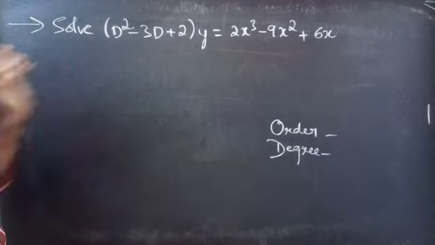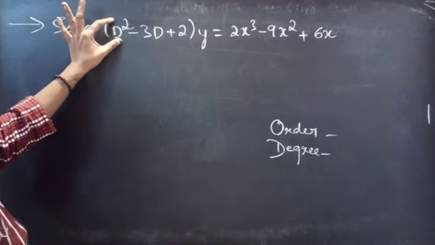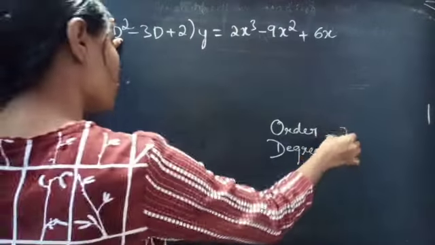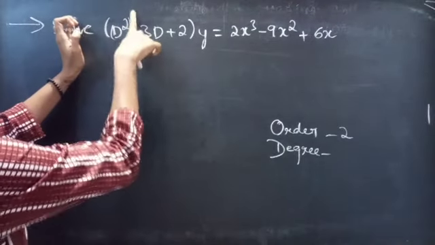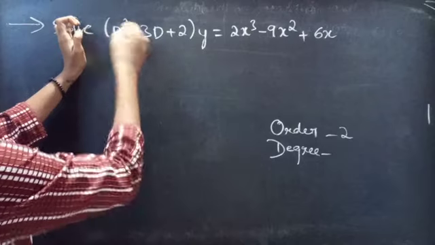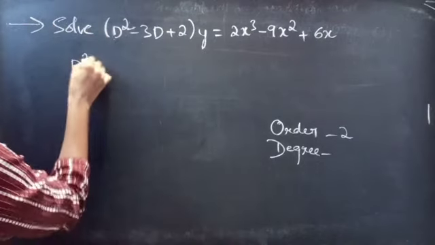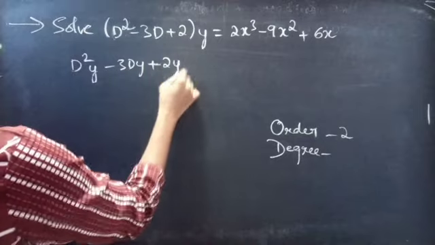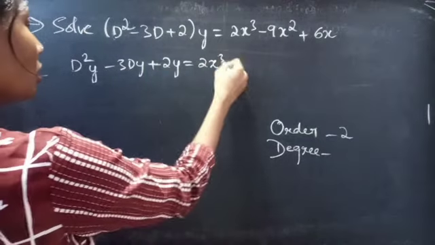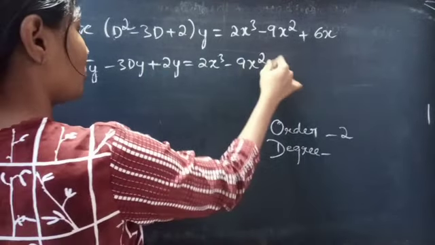Identify the highest derivative in our problem. Here D² is the highest derivative, so our order will be 2. And the highest power of the highest derivative is the degree. Degree is 1. Or let's just write the given differential equation as D²y − 3Dy + 2y = 2x³ − 9x² + 6x.